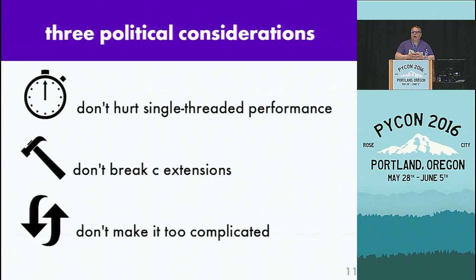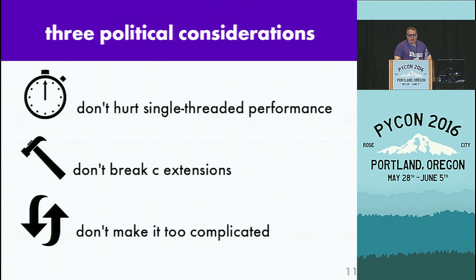And finally, don't make it too complicated, and of course this is pretty fuzzy. But the idea here is that CPython is very easy to work on. The code is very clear, it's very straightforward, it's very easy to modify, it's very easy to read and understand and reason about. And if we complicate it by adding multi-core support, then that's going to hurt our ability to keep evolving it in the future, to modify it, fix bugs, maintain it, all those things. So let's try to minimize the complexity that we introduce by getting rid of the GIL.